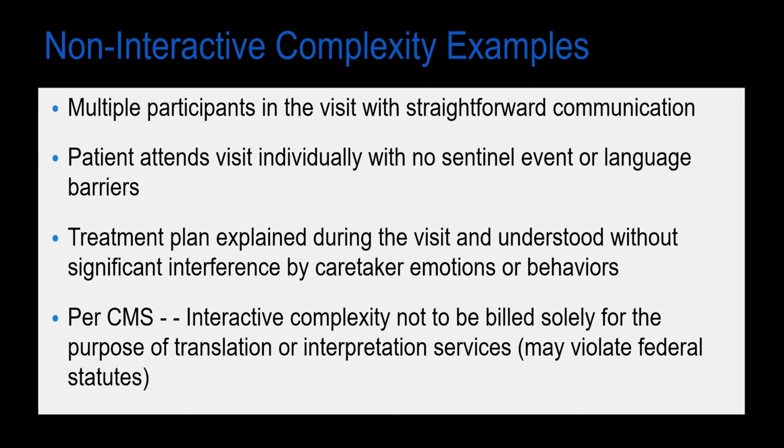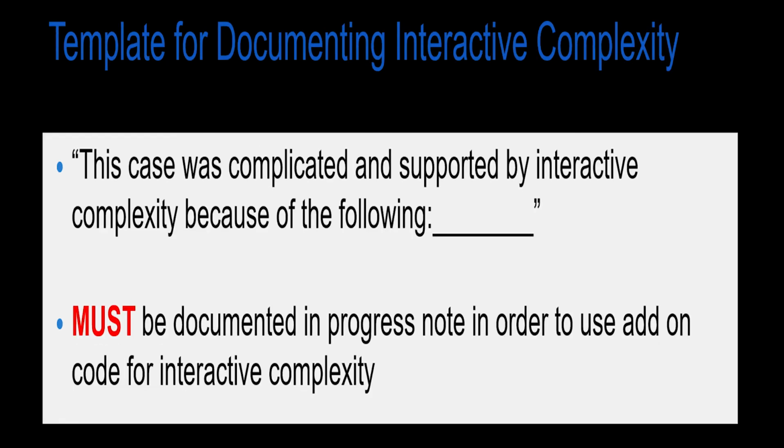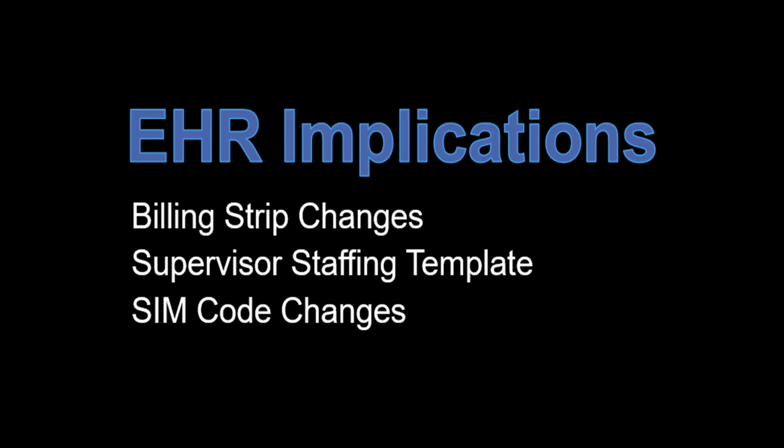And supported by interactive complexity because of the following. That way it's clear as mud why we have the add-on code. All we would need is Medicaid to come in and do an audit and see all these interactive complexities, and we don't have it clearly documented. So this should be a stock phrase for you to remember. Any other questions about interactive complexity?